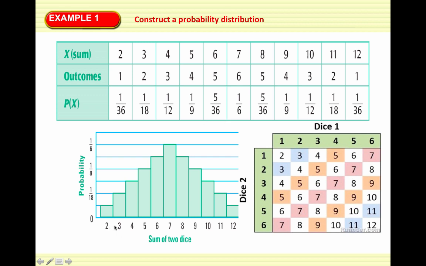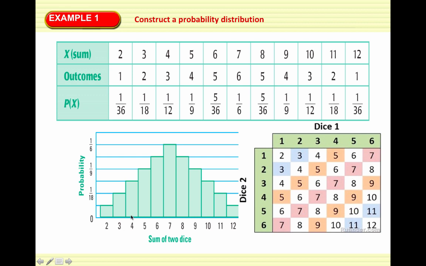And so we list the sums of the dice. So we have 2, 3, 4, and those go across the horizontal. And then the bars for our histogram are going to go between the two values. So here, this would be between 1 and 2, to between 2 and 3, and then between 3 and 4. So here's our bar for 2, here's our bar for 3 and 4, and so on. And so you just look and go, okay, the probability of 2 is 1/36, so that's going to go here. The probability for 3 is 1/18, so that's going to go here.